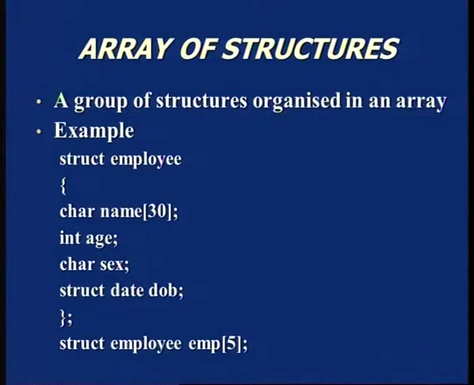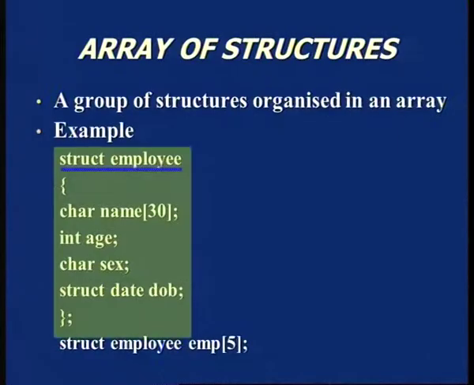Array of structures is nothing but a group of structures organized in the form of an array. We know what is an array. An array is nothing but a collection of variables of same data type. So, when you group structures in the form of an array, they all belong to the same data type of that structure. So, it is possible to group structures in an array.